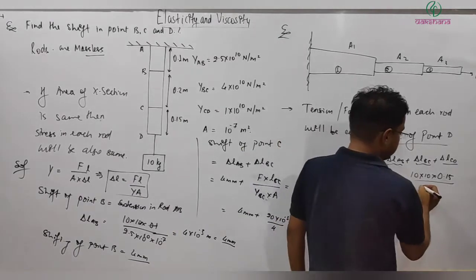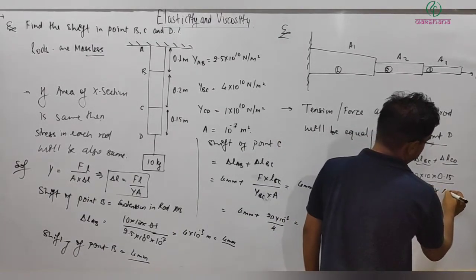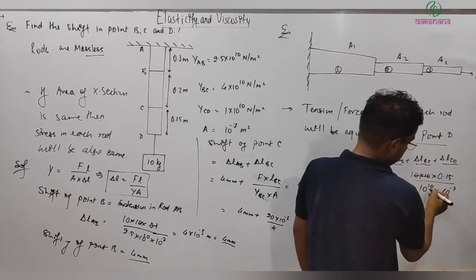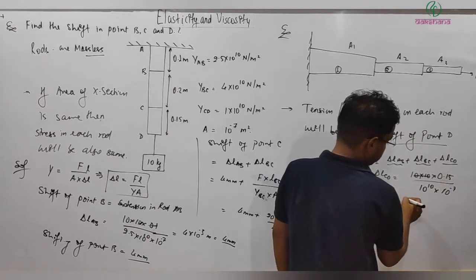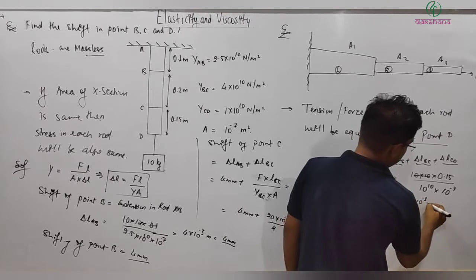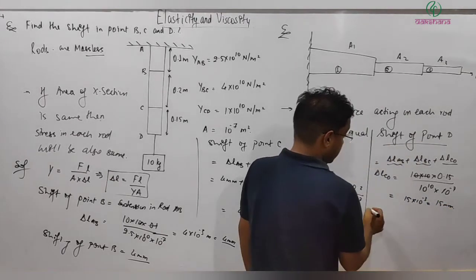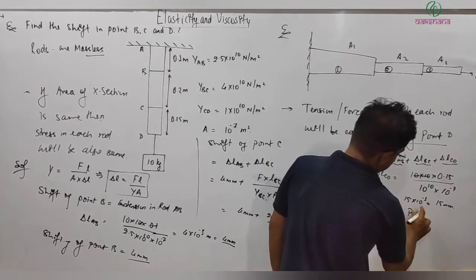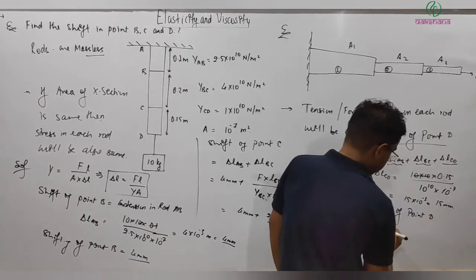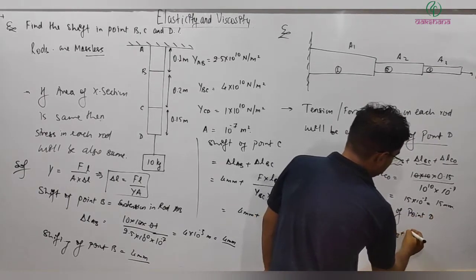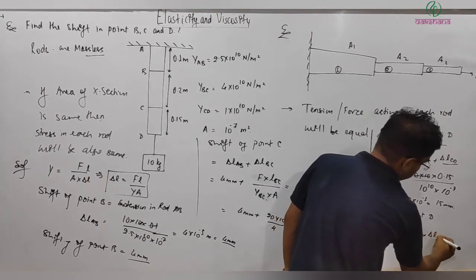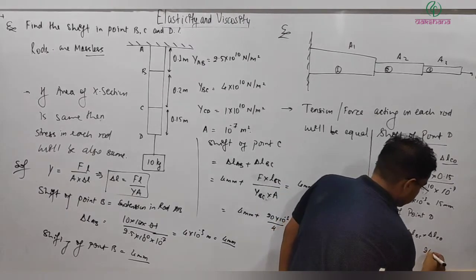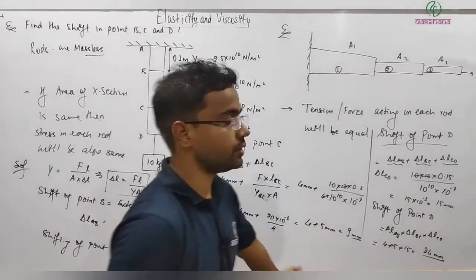Now here this, divided by 10 to the power 10 Y multiplied by area 10 to the power minus 7. Simplifying it, this is all gone, 15, and this is coming out to be 15 into 10 to the power minus 3, that is 15 mm. Then shift of point D is equal to delta L AB plus delta L BC plus delta L CD. Now we have everything. This is 4 plus 5 plus 15, that is coming out to be 24 mm. So that's all for your problem.